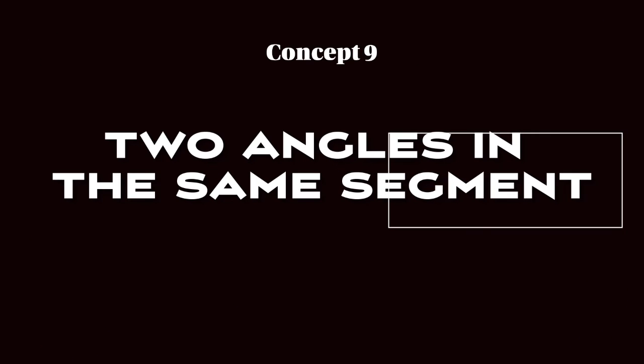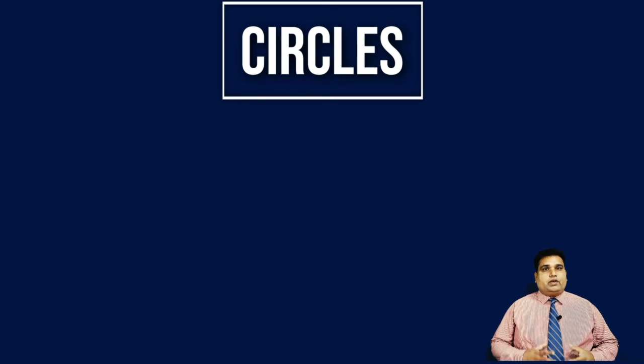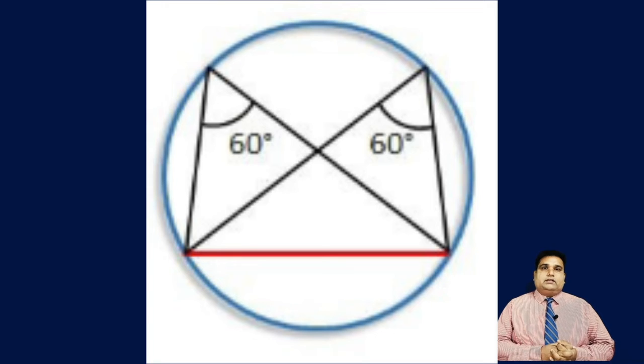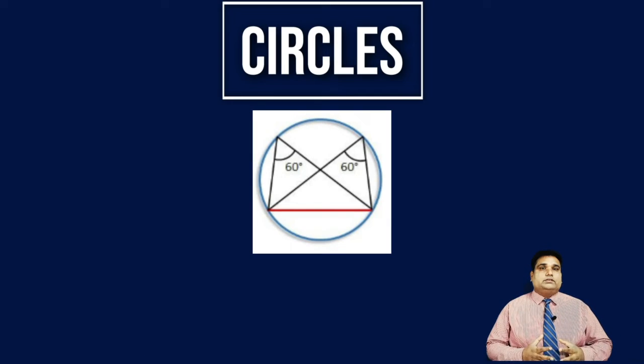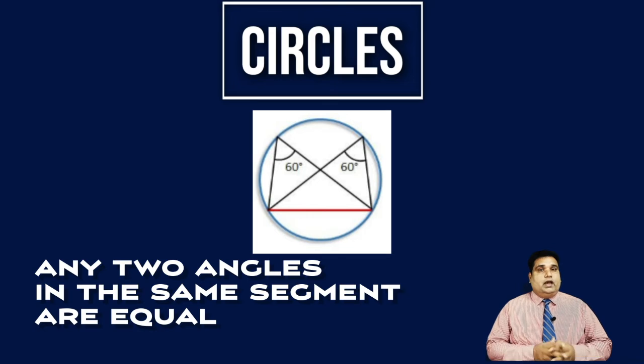Concept 9, two angles in the same segment. A small concept, when we have two angles in the same segment. Here you can see in the diagram that we have two angles in one segment. Let's say the red line is one segment, and we are forming any two angles at any point on the circle. The value of these two angles will be the same. So we can say that any two angles in the same segment are equal.